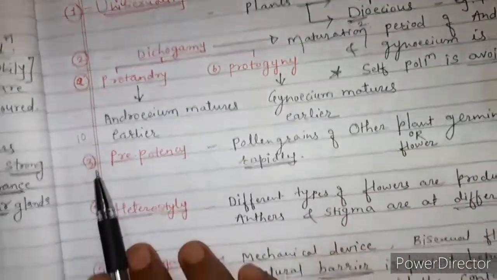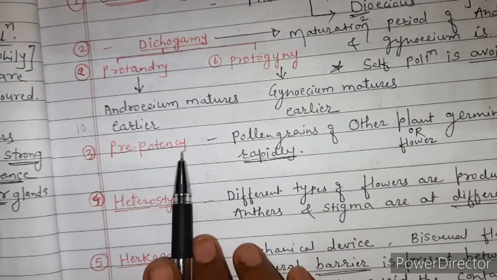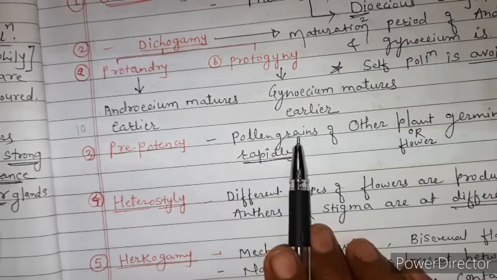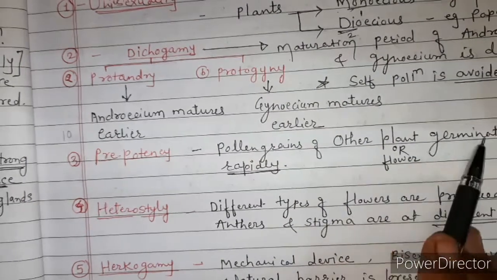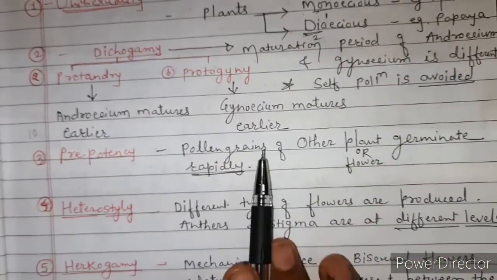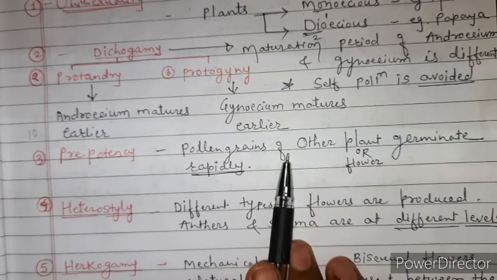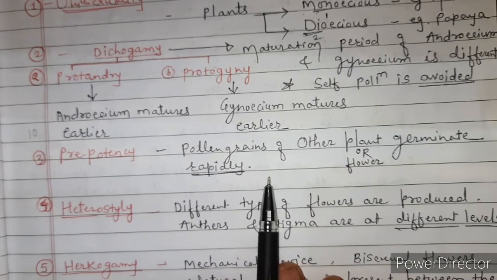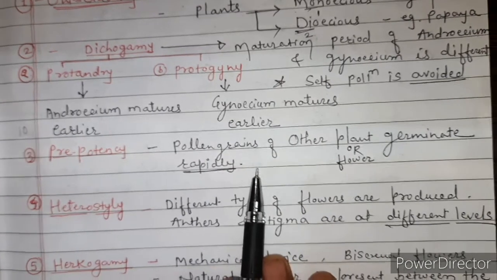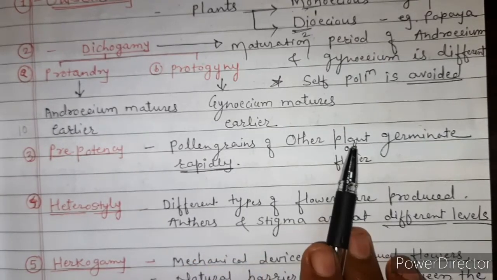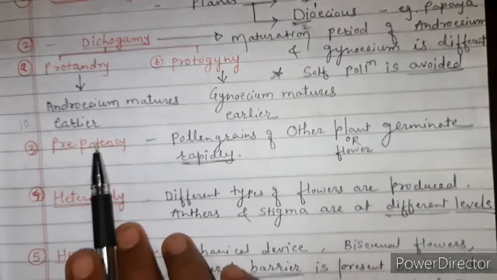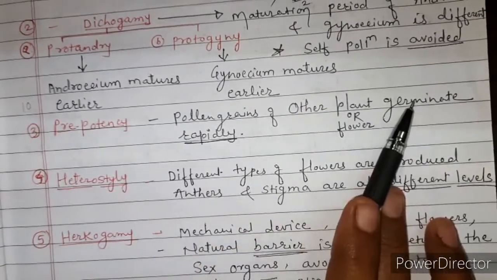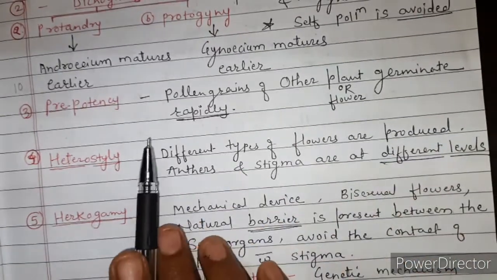Now the third one is prepotency. Prepotency means when the pollen grains of another plant fall on the stigma, they germinate rapidly. If the pollen grains of the same flower or same plant are deposited on the stigma, they do not germinate or they germinate very slowly, but the pollen grains of another plant germinate rapidly on that stigma. This is called prepotency. This also avoids self pollination and prefers cross pollination.